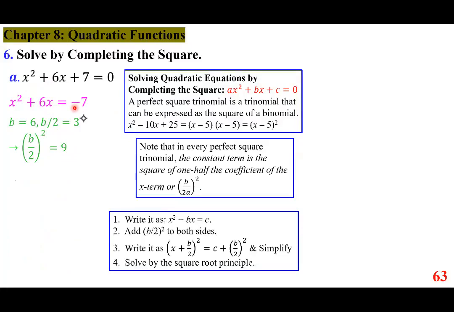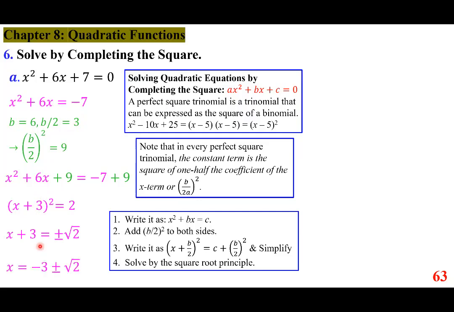So let's do that. The process is finding this number. Left side will always be x plus b over 2. Whatever the sign of b over 2, in this case it happened to be positive because it's positive 3. Whatever it is, put it in here. Now x plus 3 is plus minus square root of 2. And we move the positive 3, which becomes negative 3, and we are done.